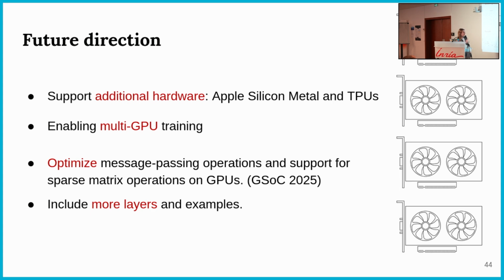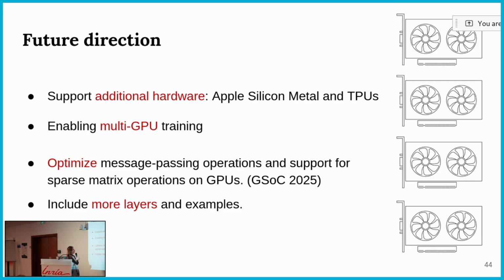Then for future directions of the package, we would like to support additional hardware. We would like to enable multi-GPU training. With the last Google Summer of Code, we are trying to optimize the message passing operation and the support for sparse matrix operations on the GPUs. And the new results will be presented by a member of my team at the next JuliaCon local in Paris, organized by Guillaume. And then we would like to include more layers and examples.